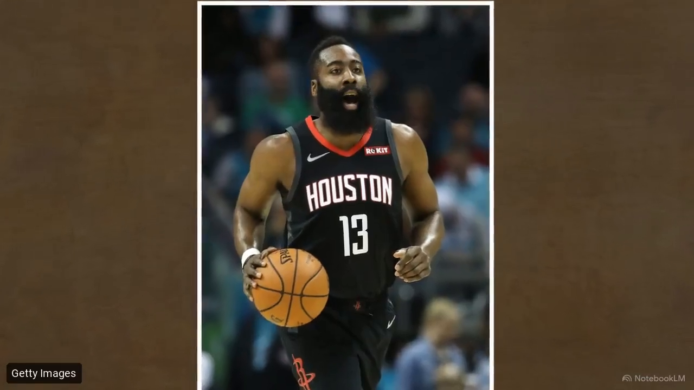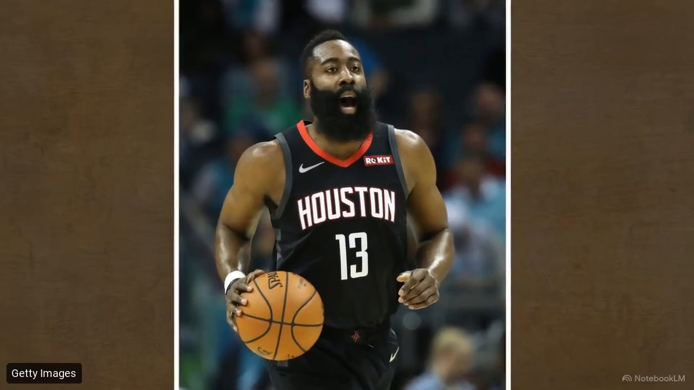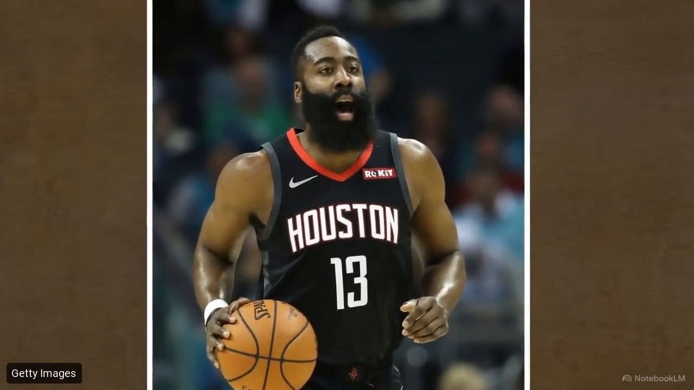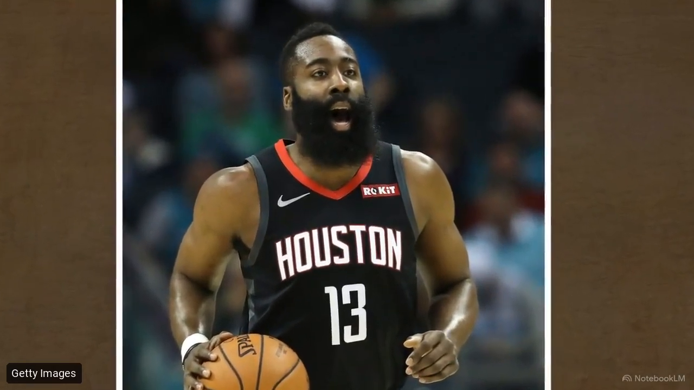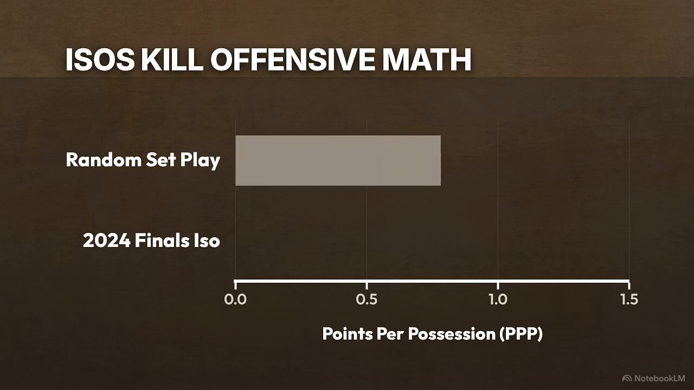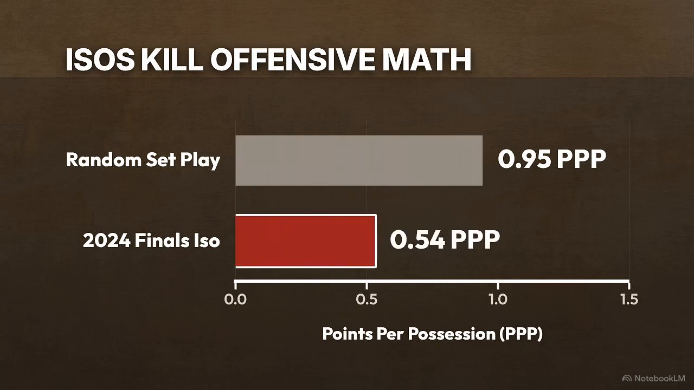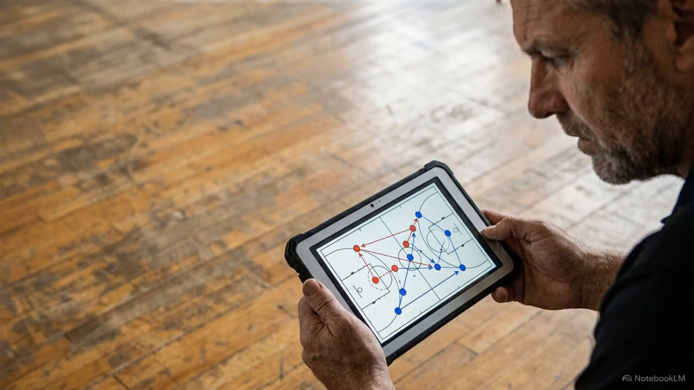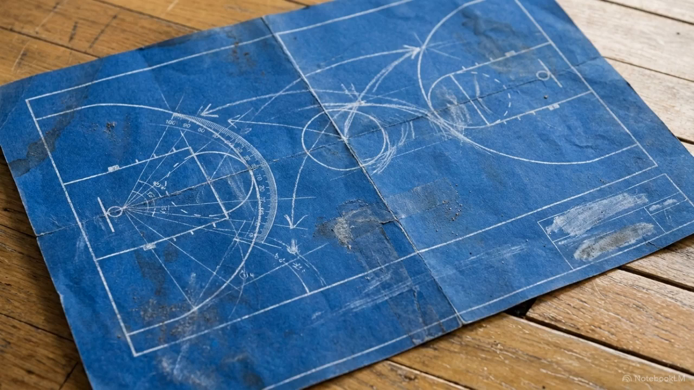Then, of course, there is the isolation play. Hunting a defensive switch to let a star attack one-on-one became the league's standard weapon during the prime of James Harden. But unless you have an all-time elite scorer, the math on isolation is often worse than a random set play. The Dallas Mavericks, for example, scored a dismal 0.54 points per possession on isos during the 2024 finals.